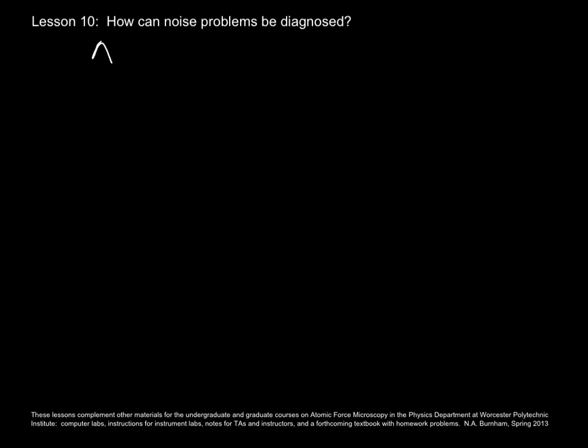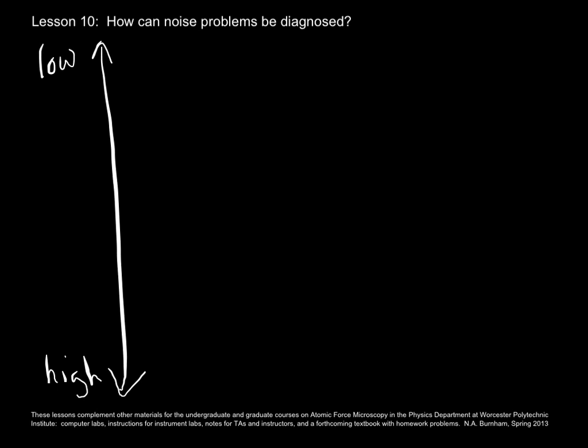Let's list some typical sources of noise along with their typical frequencies from low frequency to high frequency. 1/f noise, that's in your electronics. There's not too much you can do about that unless you're an electronics expert. I do recommend that before you buy an AFM, you ask for the noise spectrum of the tip in contact with the sample without scanning.